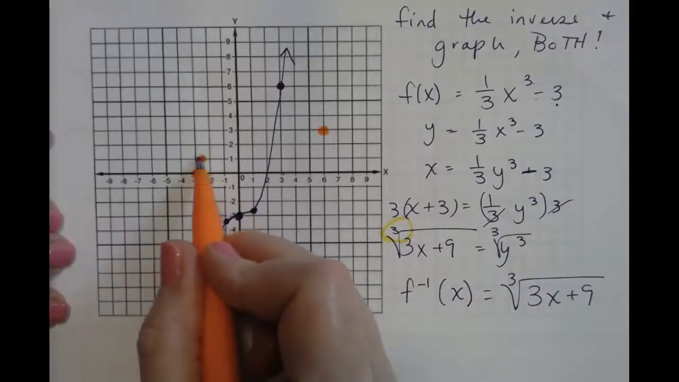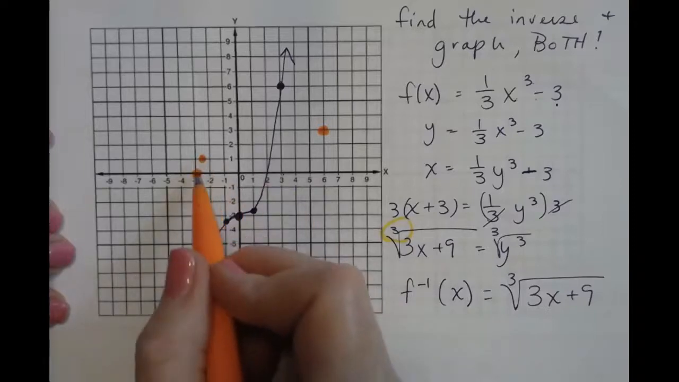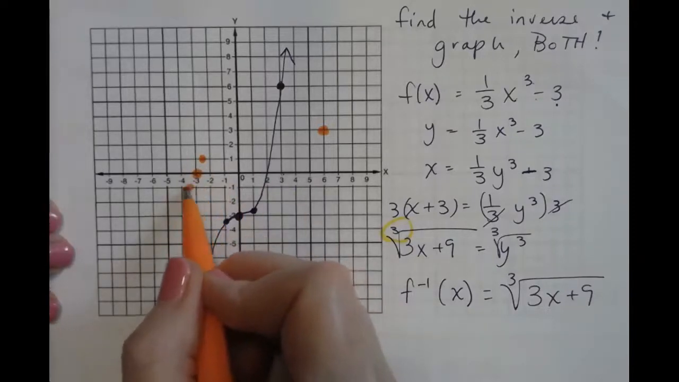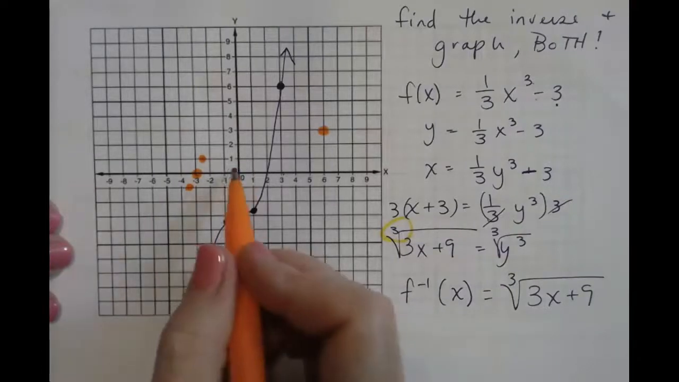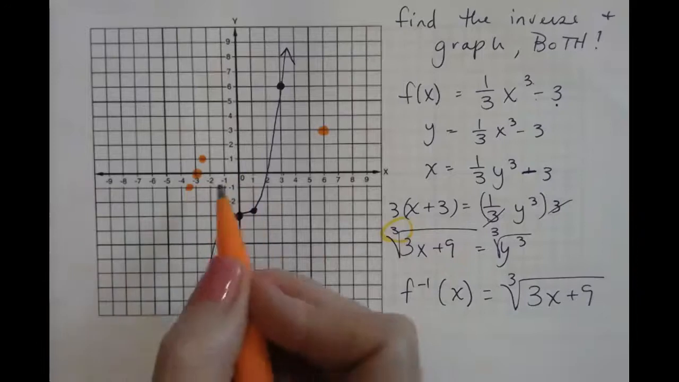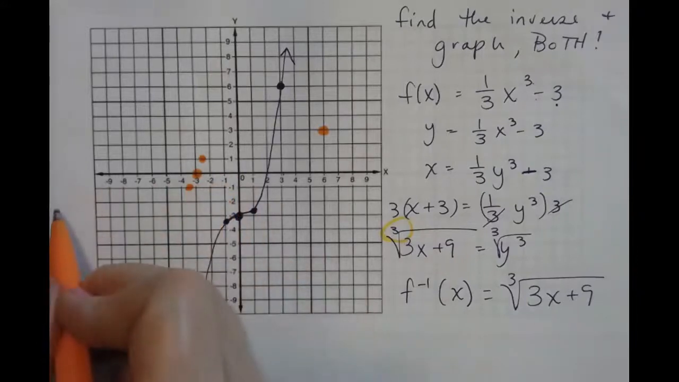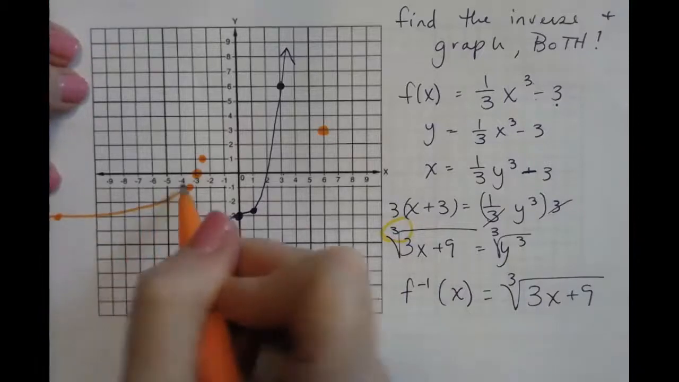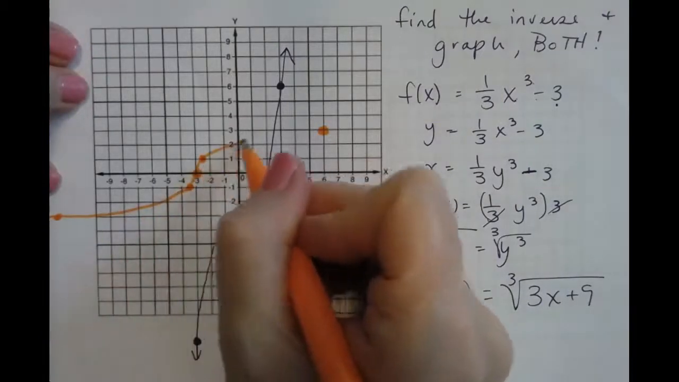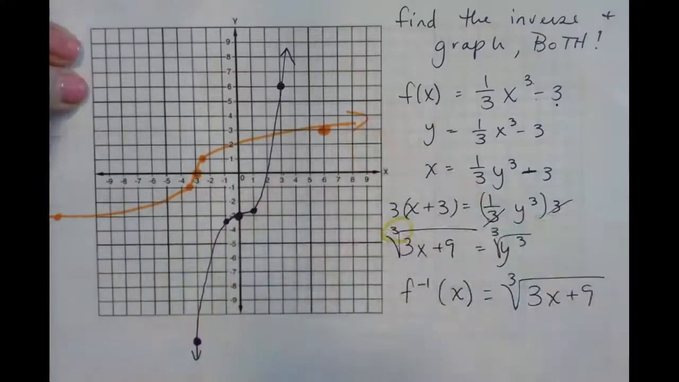Ooh, I was about to get it wrong. So if there's 1 there, there's also going to be 1 there. And this point right down here is at -3, -12. So if we go back 12 and then down 3, we're going to have a point here. So here is our inverse function.